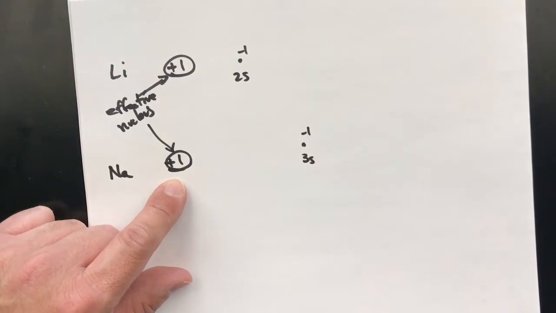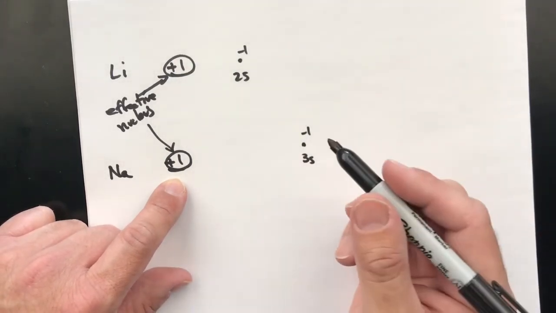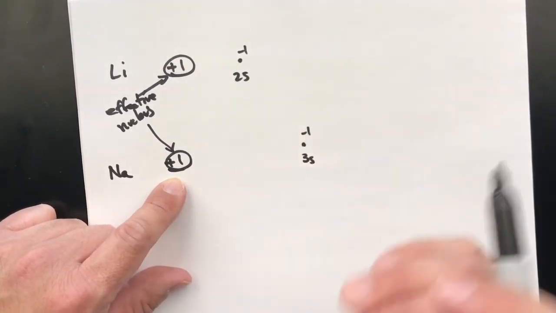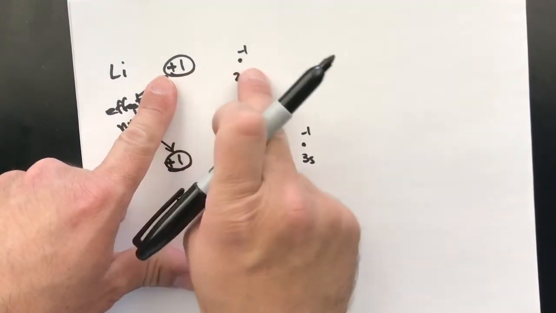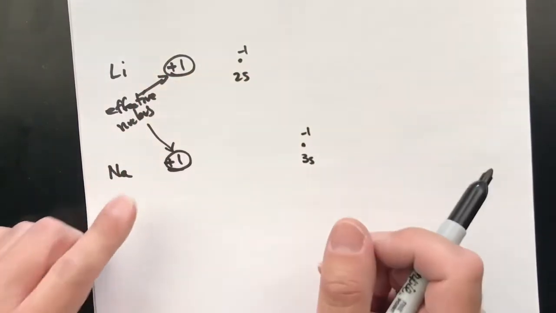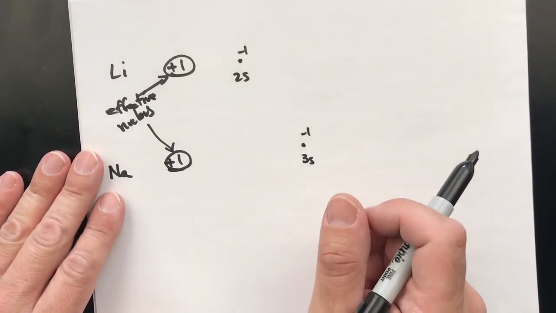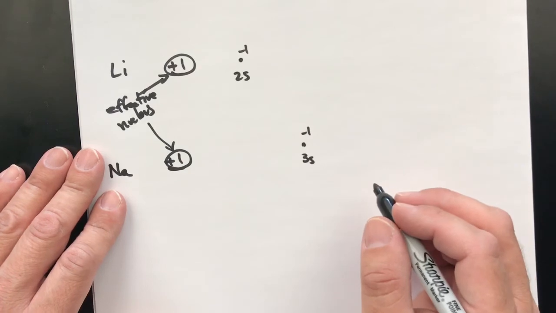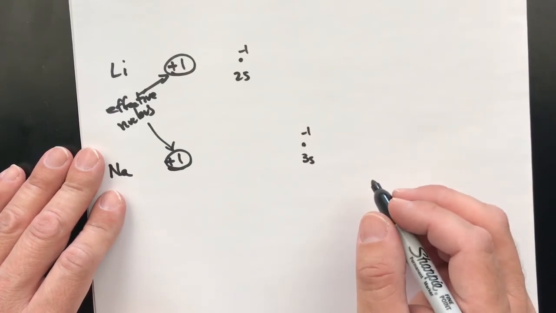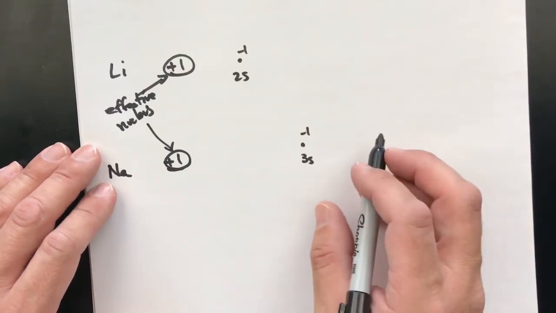All right? So again, it's always charge and distance. Here the charges are the same, now we go to distance. The distance is greater for sodium, it's shorter for lithium. Shorter distances are greater attractive forces from Coulomb's law. And so we would say that lithium is going to have the greater first ionization energy, all right?